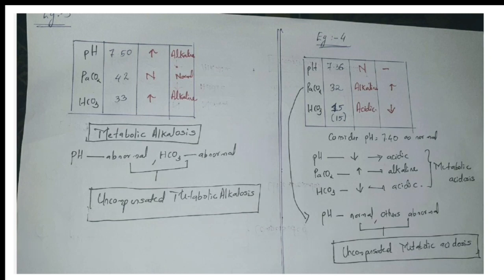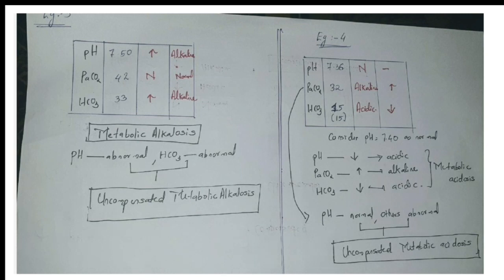In the example number 4, pH is 7.36. It is normal. PCO2 is 32. It is alkaline. HCO3 is 15. It is acidic. So pH is normal, PCO2 represents alkaline, HCO3 represents acidic. So in this case, no one is getting matched with pH. So what we are supposed to do?